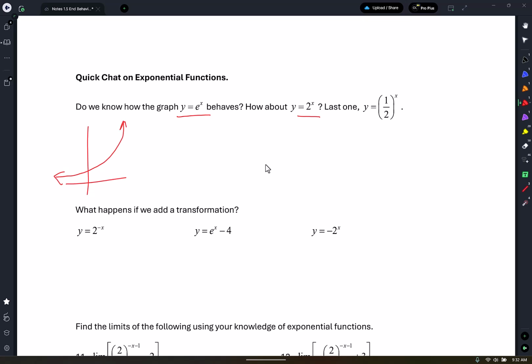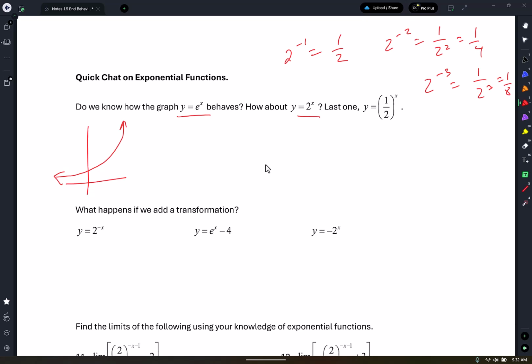Okay. So notice, as x gets larger, this gets bigger. And as x gets smaller, this approaches 0. Why? Well, look, 2 to the power negative 1, that means this. That's a half. 2 to the power negative 2, that means this. That's a fourth. See? And 2 to the power negative 3, that means 1 over 2 cubed. That's 1/8.